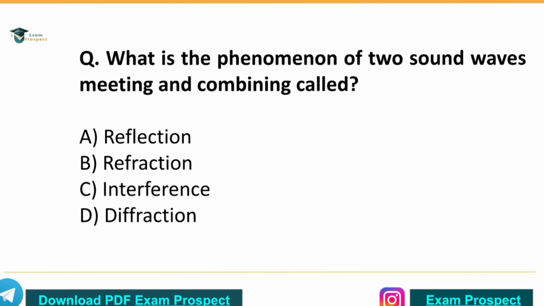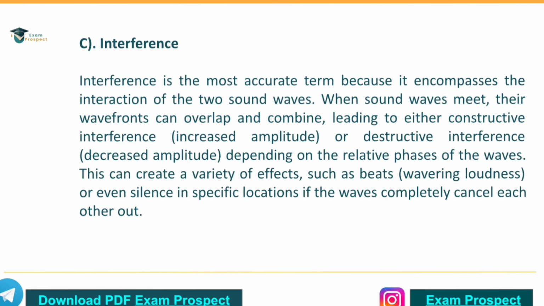Next question. What is the phenomenon of two sound waves meeting and combining called? The correct answer is option C, interference. Interference is the most accurate term because it encompasses the interaction of two sound waves. When sound waves meet, their wavefronts can overlap and combine, leading to either constructive interference, increased amplitude, or destructive interference, decreased amplitude, depending on the relative phases of the waves. This can create a variety of effects such as beats, a wavering loudness, or even silence in specific locations if the waves completely cancel each other out.